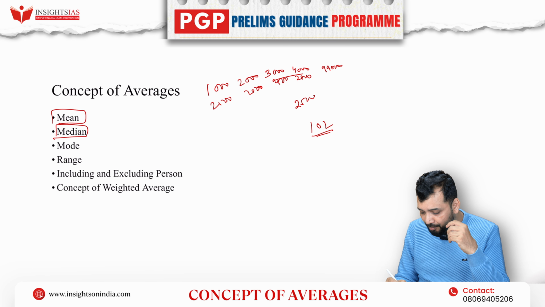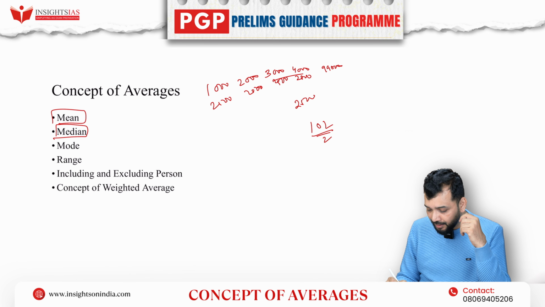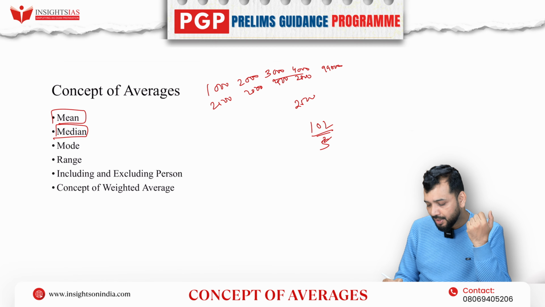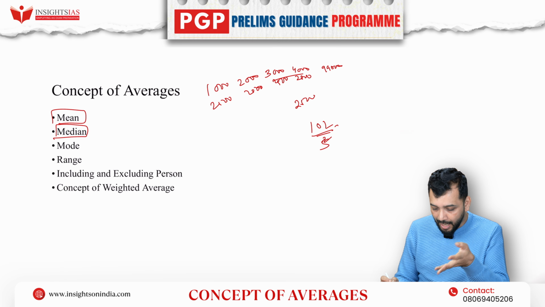So that means per family, if I calculate, the average is what? Total amount by total number of families in this case. So 10 lakh by 5, it will become 2 lakh. So it's as good as saying that everybody is earning 2 lakh.